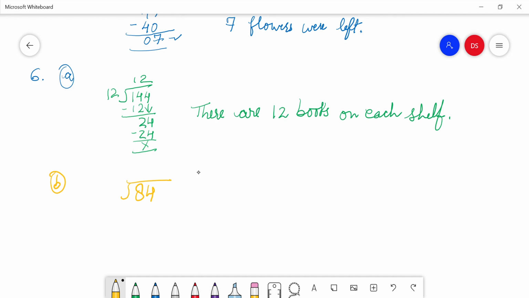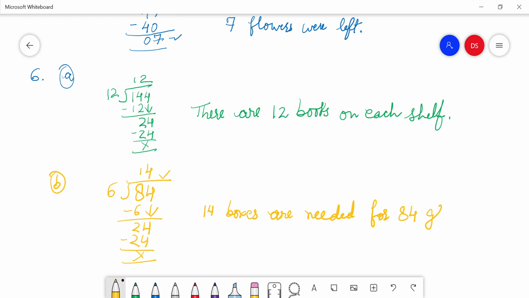84 divided by 6. 6 ones are 6. Here it is 2. Bring down 4. Now it is 24. 6 fours are 24. It is 0 here. The quotient is 14. The question is, how many boxes are needed for 84 glasses? 14 boxes are needed to pack 84 glasses.